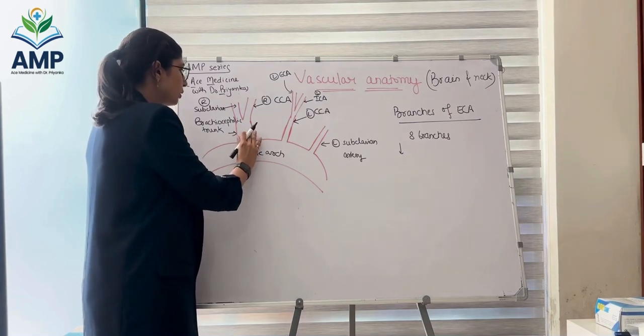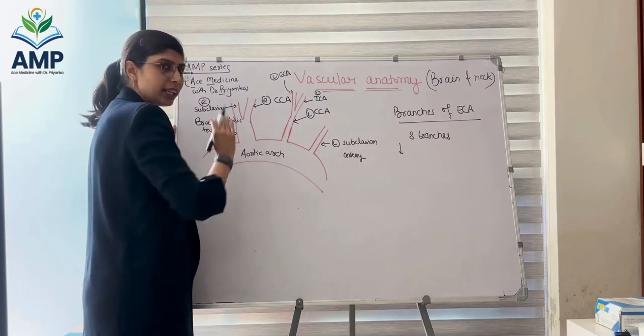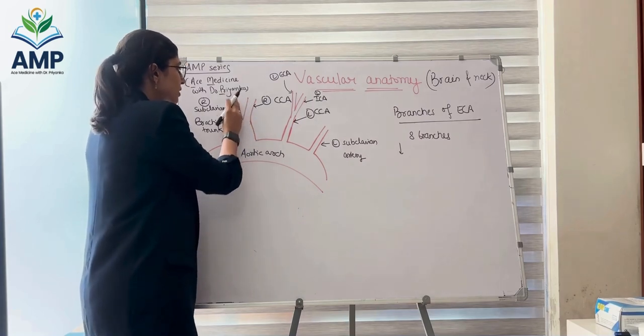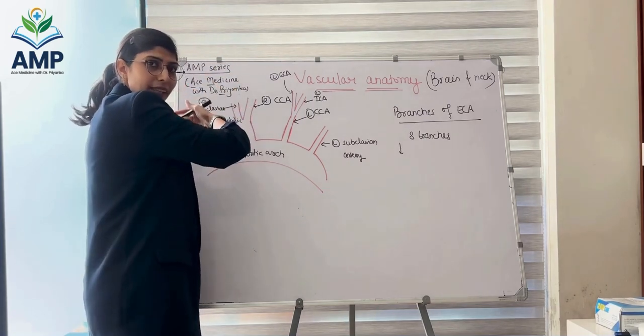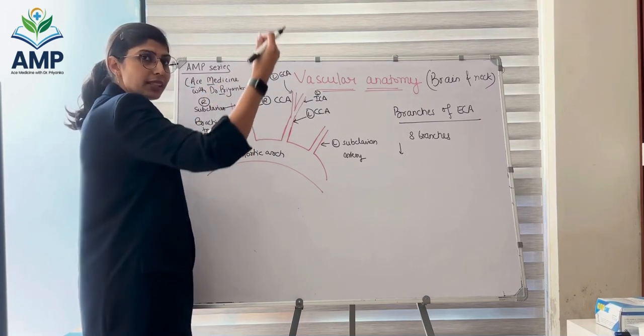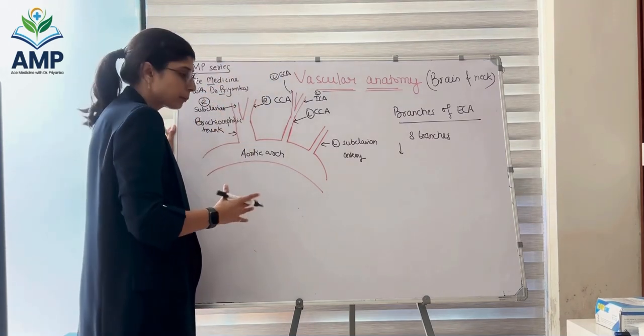The aortic arch, we all know, gives a branch, the brachiocephalic trunk. The brachiocephalic trunk on the right side divides into the right subclavian, which goes into the right upper limb, and the right common carotid, which then gives the external carotid and the internal carotid.